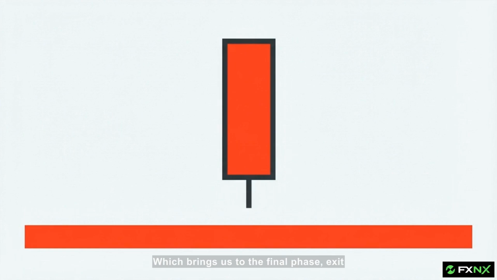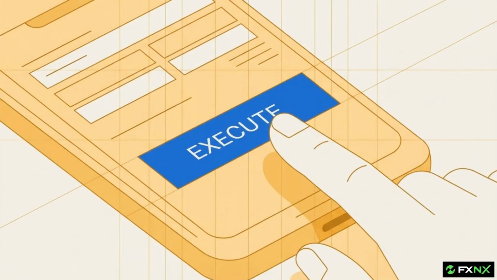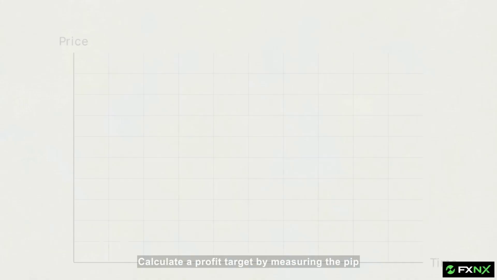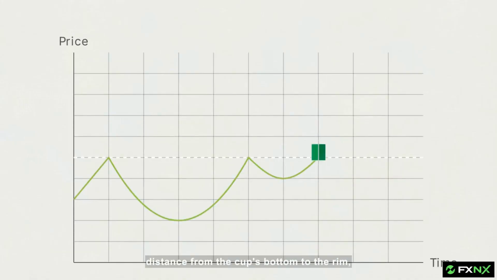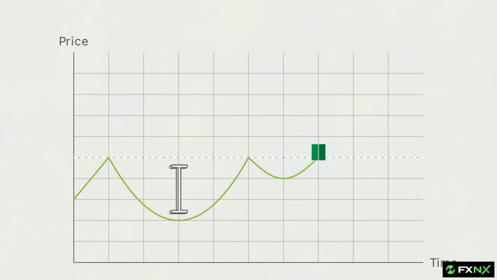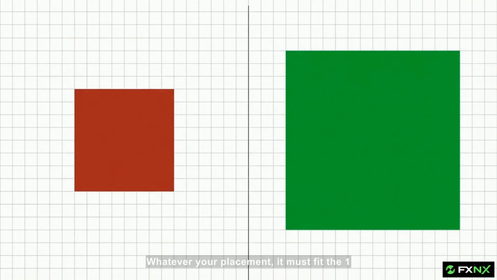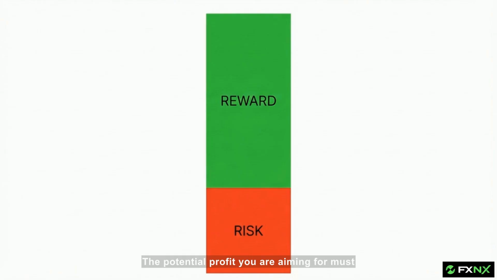Which brings us to the final phase, exit parameters. Every trade requires strictly defined risk and reward levels, calculated before you ever place the order. Calculate a profit target by measuring the pip distance from the cup's bottom to the rim, projecting it upwards from the breakout. Place your stop loss just below the handle. Alternatively, tighten it below the breakout candle, though this risks early stop-outs. Whatever your placement, it must fit the 1-to-2 risk-reward ratio. The potential profit you are aiming for must mathematically double the potential loss you are risking.